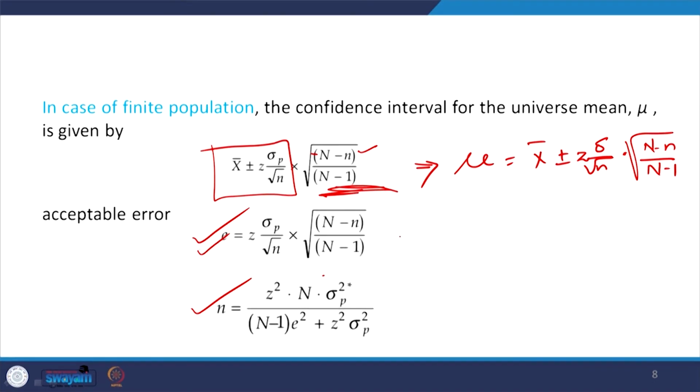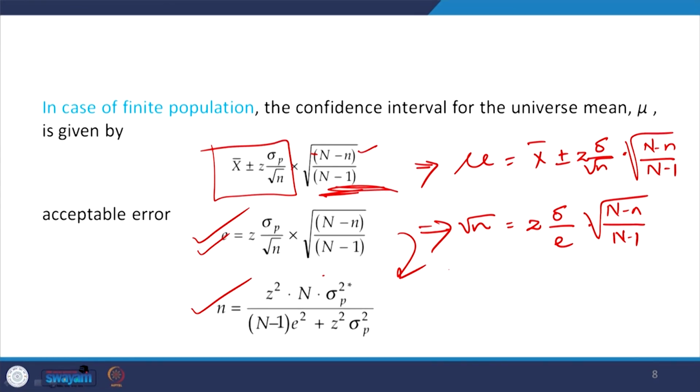Now, I am interested in calculating small n. So small n can be taken to this side. First step, you simply take square root of n here, and your z is here, sigma divided by, now e is defined here, the same square root of capital N minus small n over capital N minus 1. Now, n is defined as z square sigma square divided by e square. So now all the terms are cleared of square root, this will be N minus 1. Still there are small n terms on the right hand side.